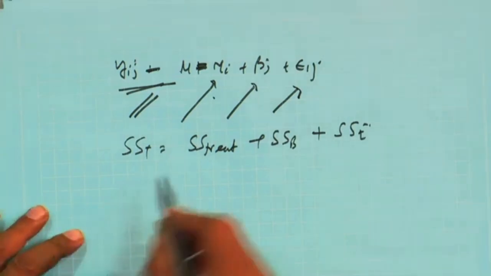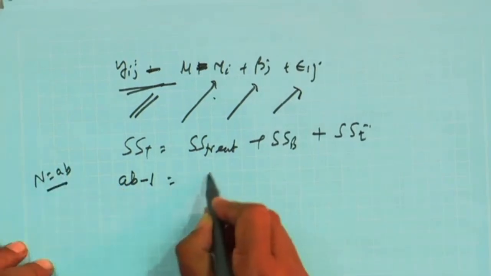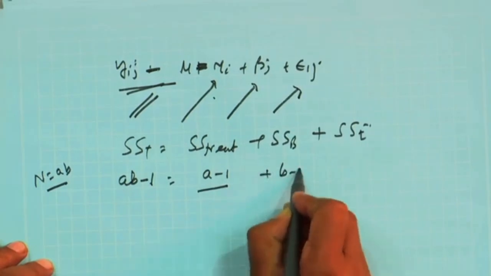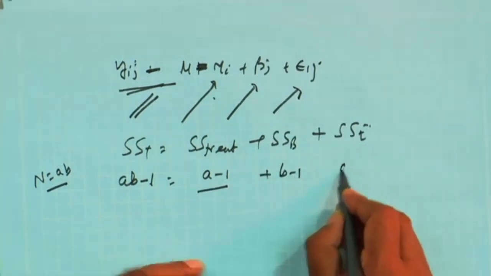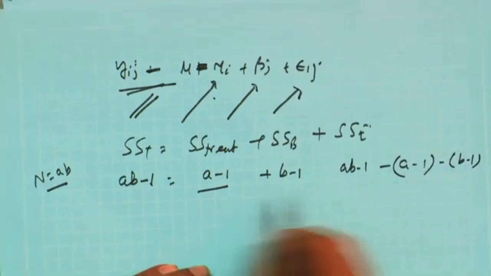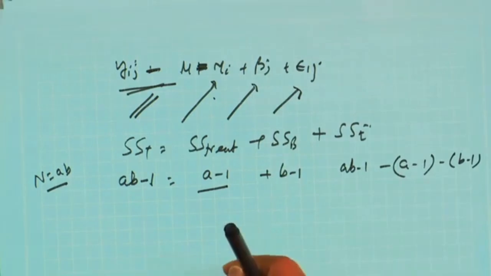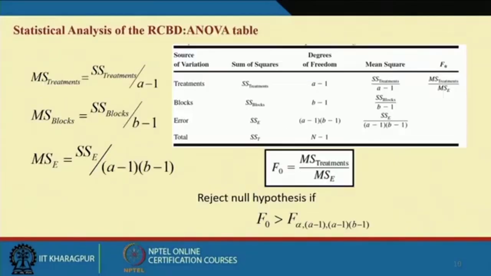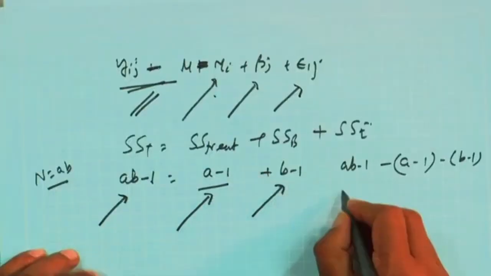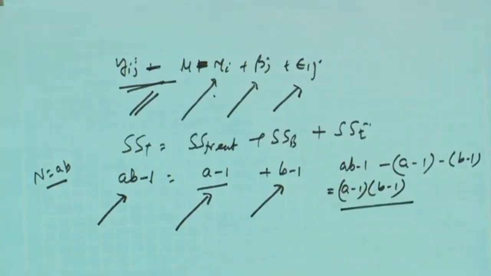And you will find out the degree of freedom will be AB minus 1, because your N equal to AB, and here A minus 1 for treatment plus B minus 1 for block, and then the rest will be AB minus 1 minus (A minus 1) minus (B minus 1). Sum will be like this. So, what happened? You will find out that your error will be (A minus 1) into (B minus 1). So, degrees of freedom for total is this, treatment this, block this, and error is (A minus 1) into (B minus 1).